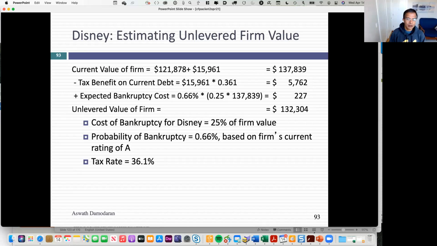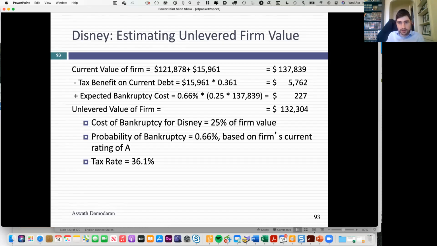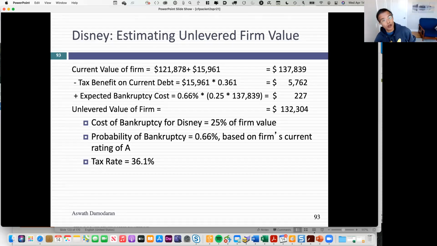Michael? Are we using the synthetic rating for Disney given that there will be zero debt? No, because this is basically, I'm taking out the debt that they actually have. So the question you're asking is if they didn't have the existing debt, right? So the bankruptcy cost I should be taking out should be the bankruptcy cost associated with their existing debt.